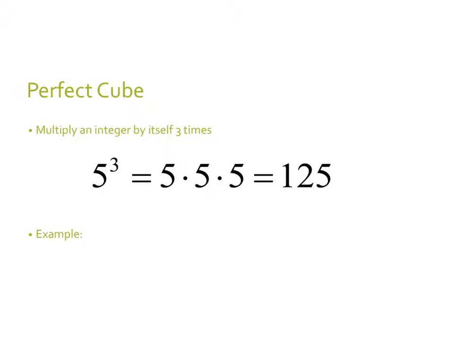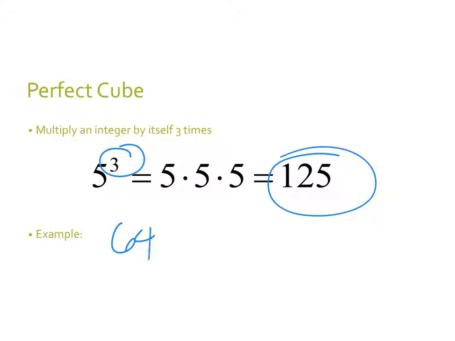A perfect cube's a lot like a perfect square, except that this time, right, it's 3 times. So this one, again, we know 5 cubed is 5 times 5 times 5. So numbers like 125 are perfect cubes because it's 5 times 5 times 5. Other examples are numbers like 64. That's a perfect cube because 64 is 4 times 4 times 4.